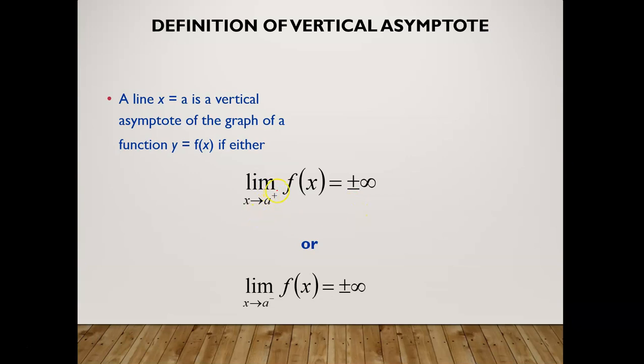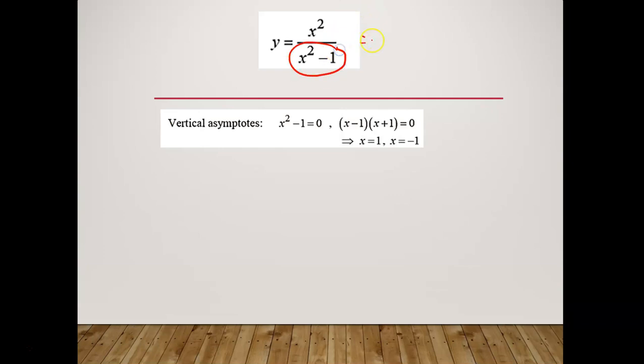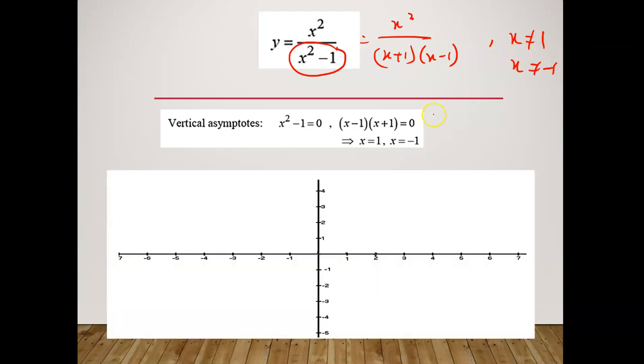Look here. When your f(x) is approaching positive or negative infinity, we call it a vertical asymptote. For example, in this case, x squared over (x plus 1)(x minus 1). So basically we know x cannot be 1 and x cannot be negative 1. This is easy, so we draw those vertical asymptotes.